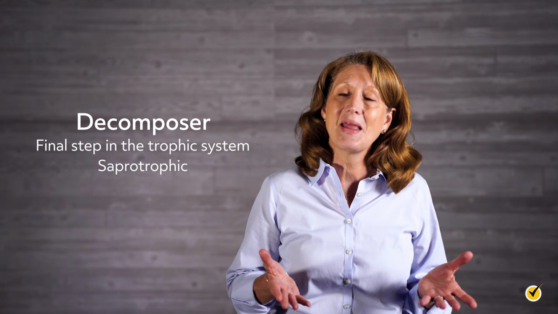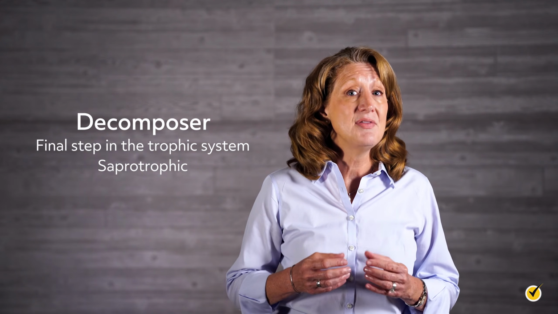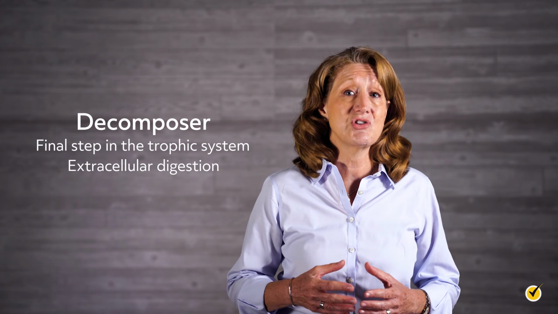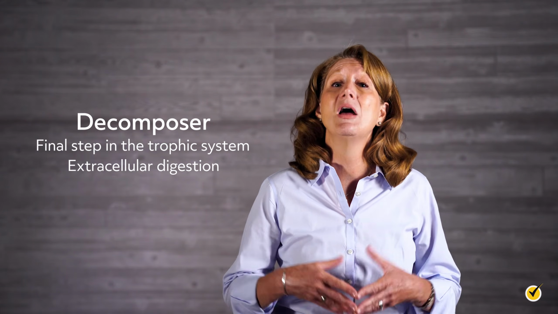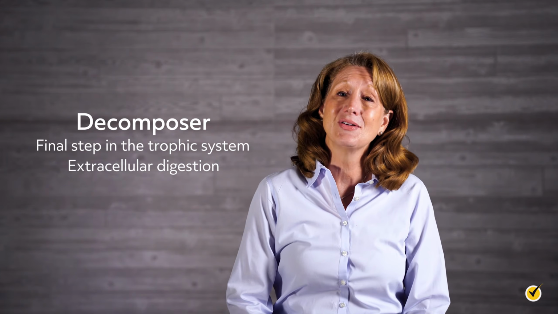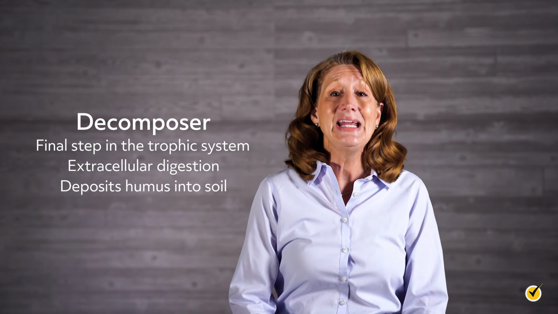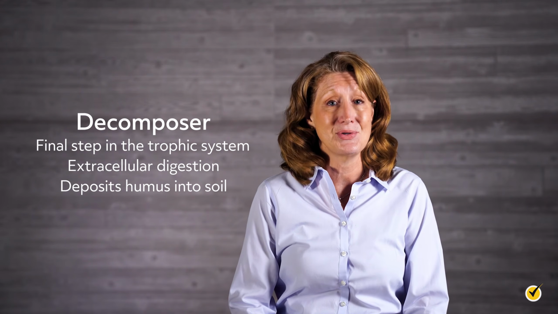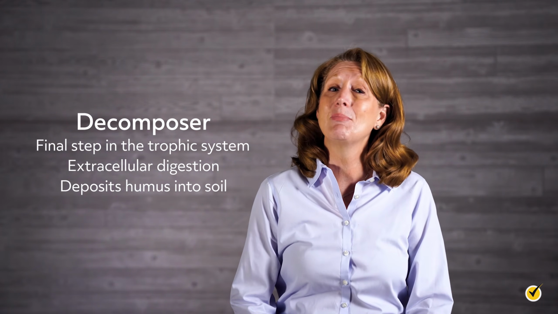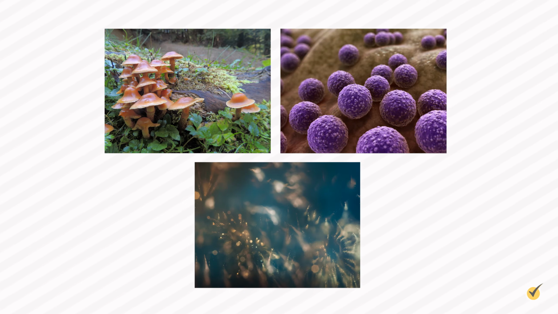What does that mean? Saprotrophic means that instead of swallowing matter, they perform extracellular digestion on the environment around them before they absorb available nutrients. The result of this is the deposition of humus into the soil, a key nutrient source for primary producers. Common decomposers include fungi, bacteria, and other microorganisms found in most environments.